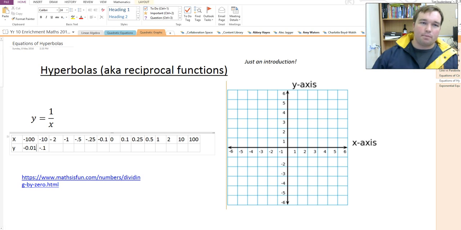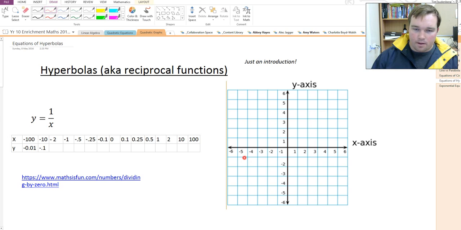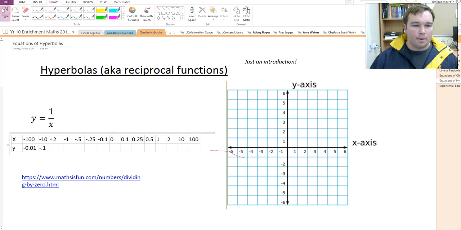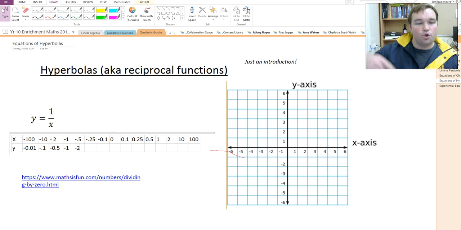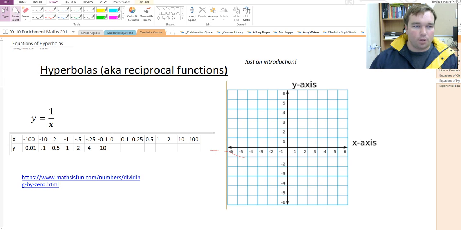So it would go up and up towards 0 here without ever actually touching 0, because if I divide by an actual negative number, I can't get 0. If I divide by negative 2, the answer is negative 0.5. 1 divided by negative 2 is negative a half. 1 divided by negative 1 is negative 1. 1 divided by negative 0.5 is negative 2. And so on. So, let's just plot what's happening on the negative side so far.